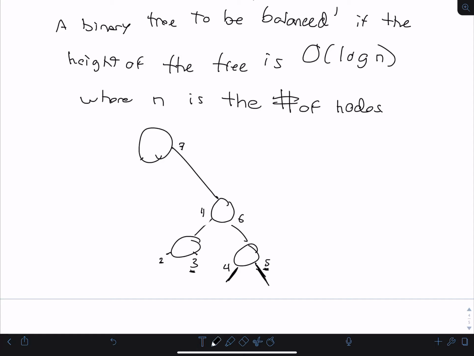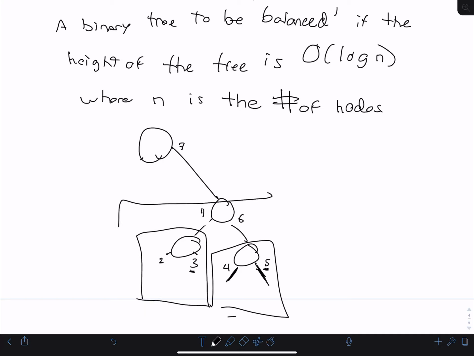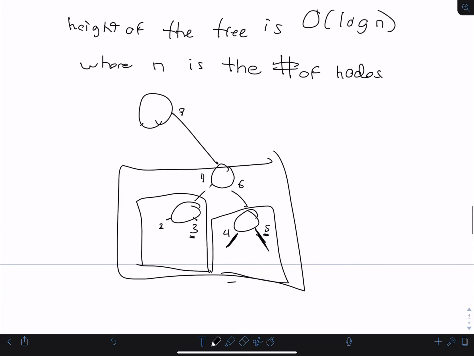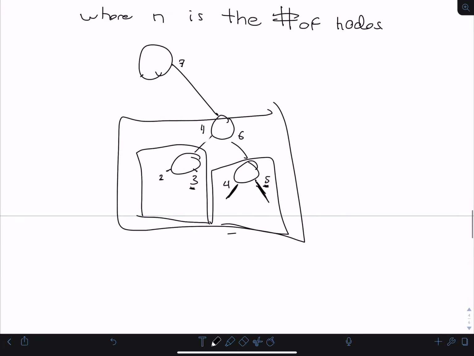Quick check. Is this subtree balanced though? Yes. And so is this. How about this one though, as a whole? It looks balanced because I just drew that. But technically, there's a difference between here, 4, and 6. So this brings up a good question. What's the threshold?